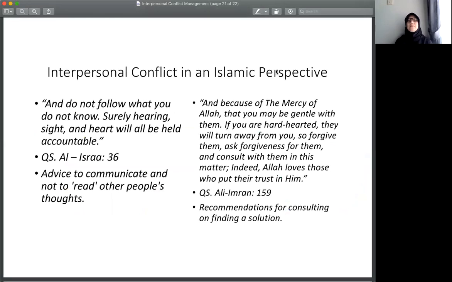Here I have interpersonal conflict in an Islamic perspective. Yeah, I took notion from Al-Isra and Al-Imran. In Al-Isra, we have a recommendation or advice to communicate with each other and not to make assumption towards each other. And from Ali Imran, we have a recommendation to consult on finding solution.